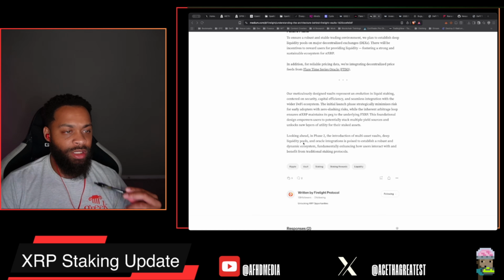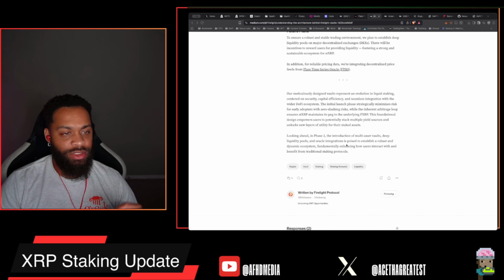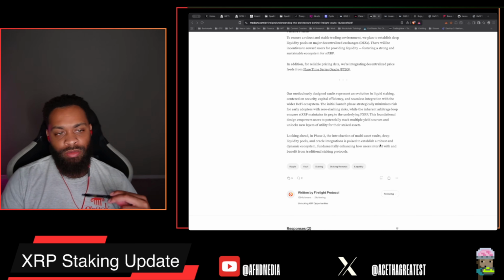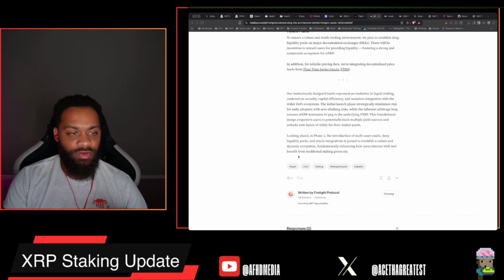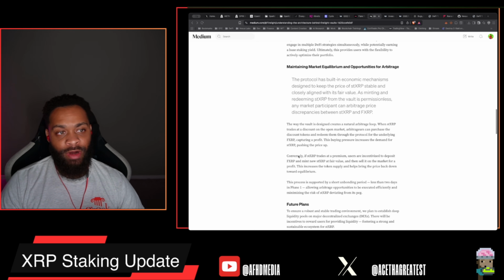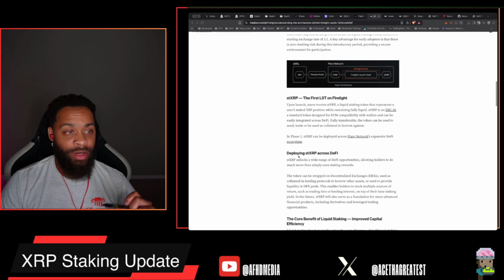assets. Looking ahead, in phase two, the introduction of multi-asset vaults, deep liquidity pools, and Oracle integrations is poised to establish a robust and dynamic ecosystem, fundamentally enhancing how users interact with and benefit from traditional staking protocols. So, that's really the staking protocol with Firelight in a nutshell. I'm extremely excited about how this will work.